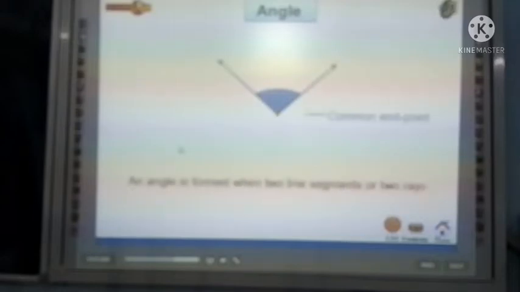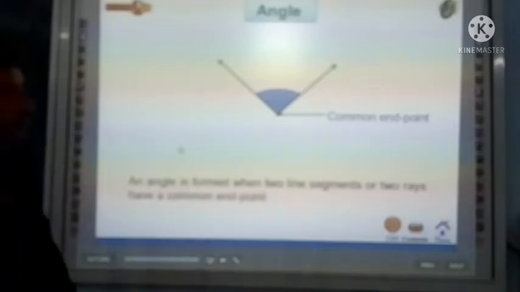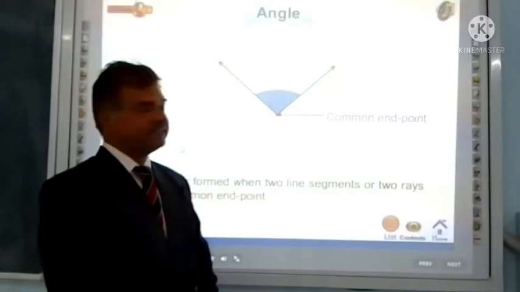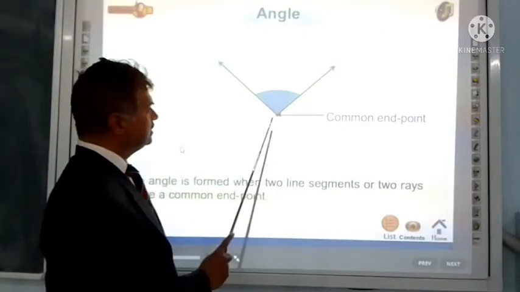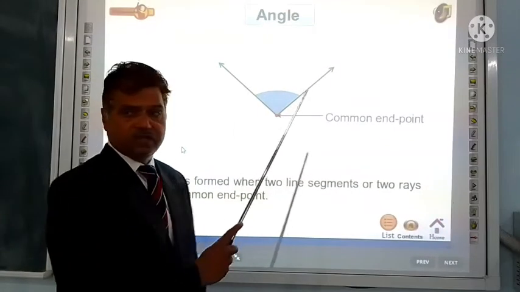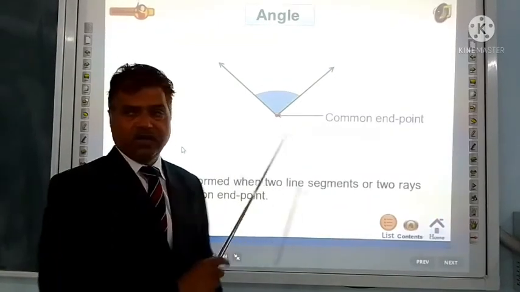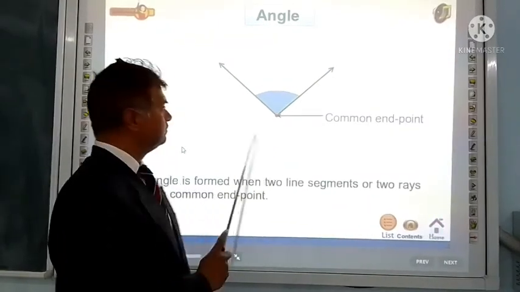Angle. An angle is formed when two line segments or two rays have a common end point. An angle is formed by two line segments and one vertex. This is the vertex, these are arms. The two line segments are called arms.